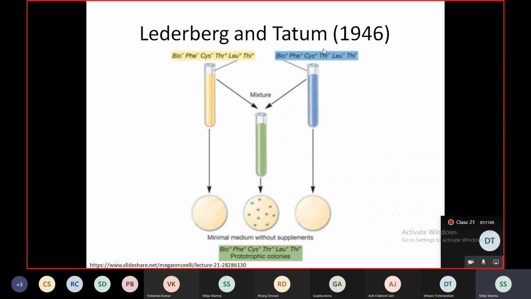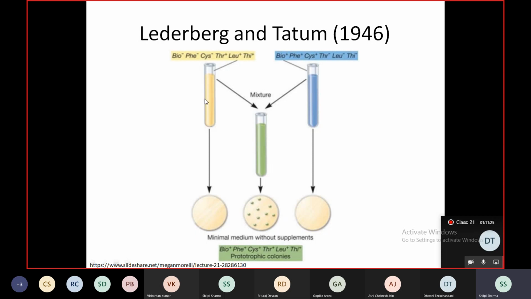moieties. And way back in 1946, Lederberg and Tatum generated not single auxotroph, meaning not for one moiety, but double or triple auxotroph. So for example, biotin negative, phenylalanine negative, cysteine negative. This is a triple auxotroph.